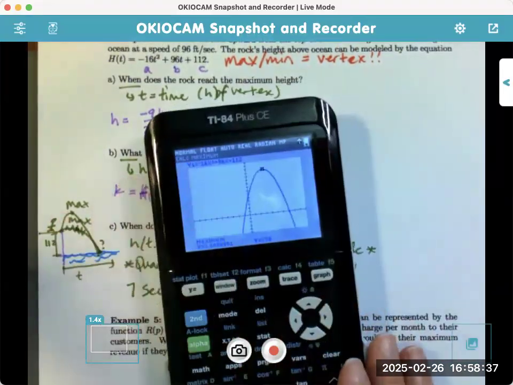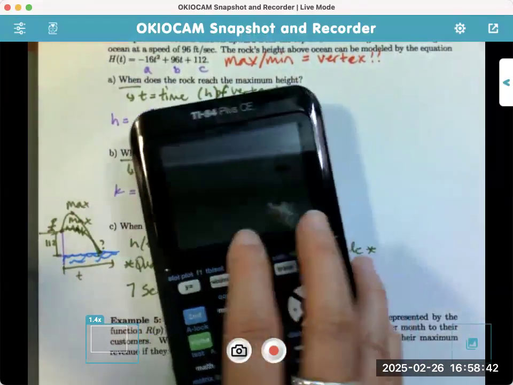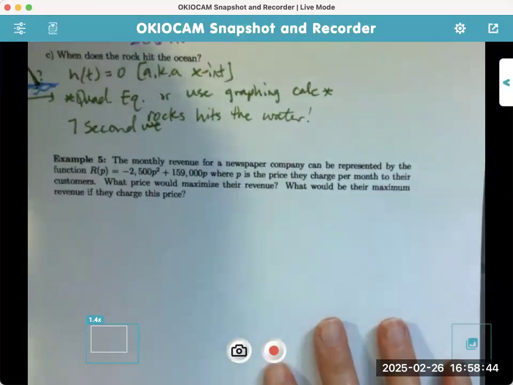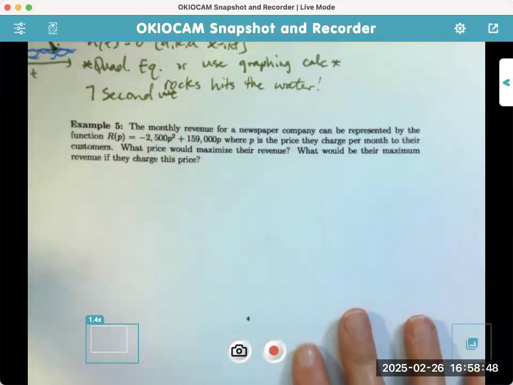If you have a Casio, it's very similar but with different keystrokes. You do the same thing, but obviously different keystrokes. Okay. Last but not least, and then 17 is done.